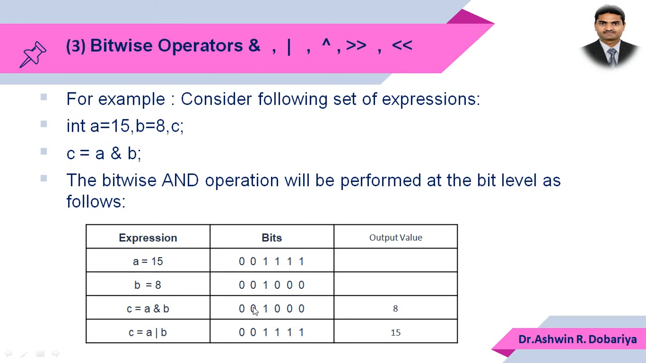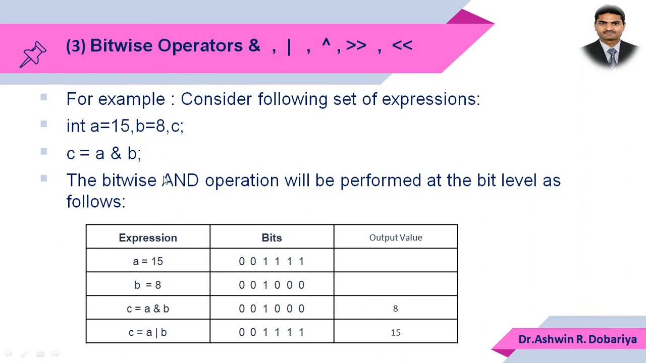Now, for a and b, this is the output binary, but this output binary is again stored in c, and c is a normal variable. So internally it converts from binary to decimal, and if we convert this binary 1 0 0 0 into decimal, then the value is 8.